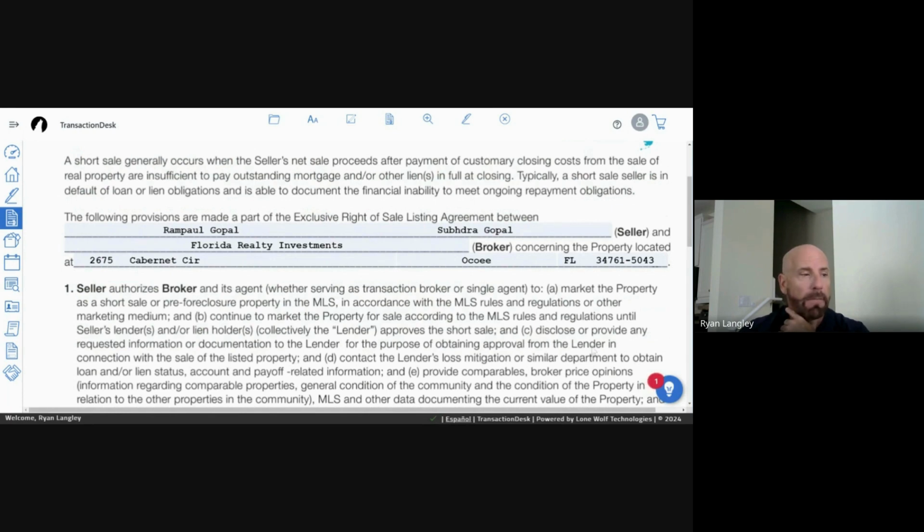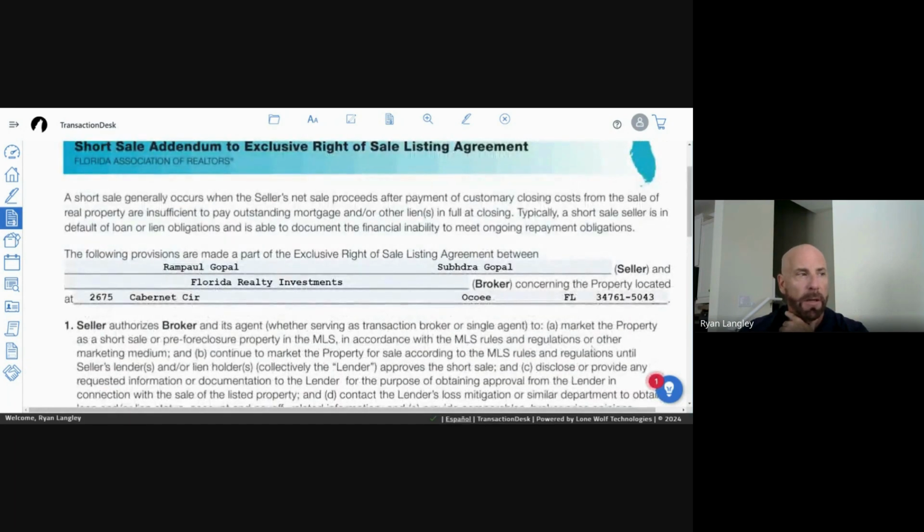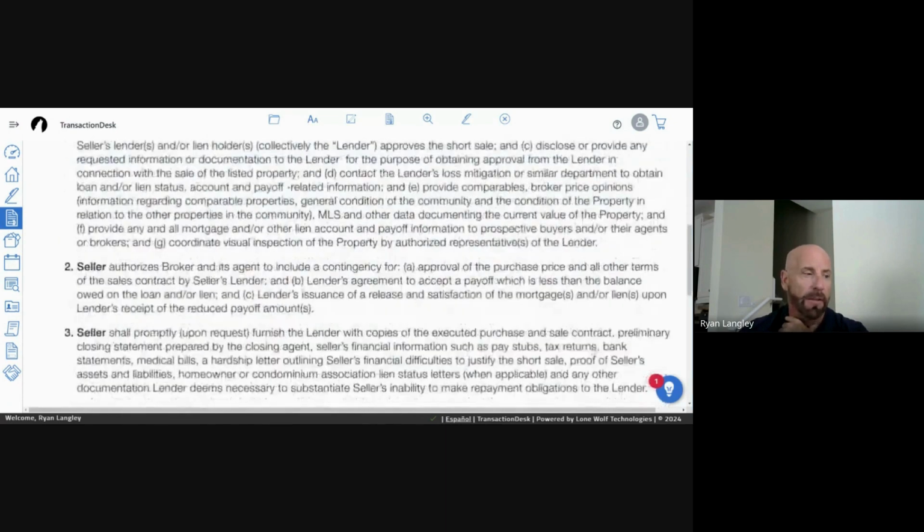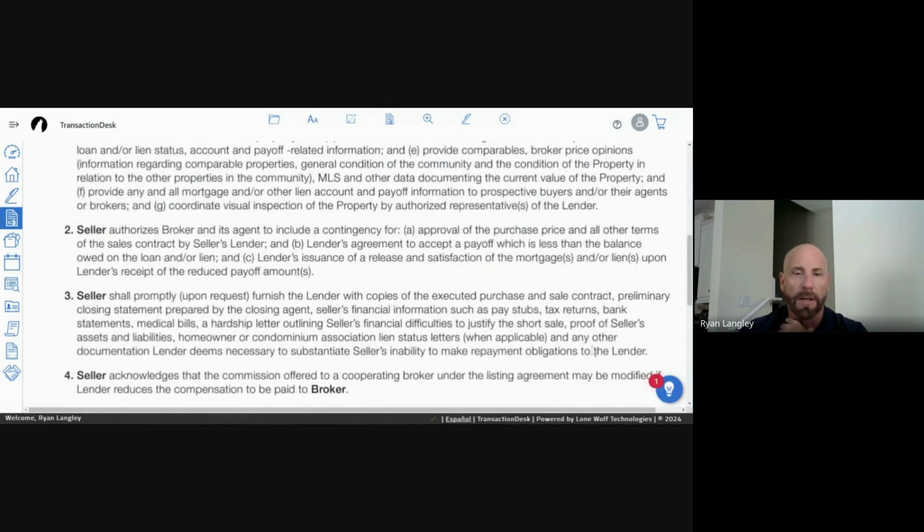All right. This is a short sale listing agreement. It's an addendum to the listing agreement for a short sale. This says that they're doing a short sale, that there's a third party that has to approve it. For those of you who don't know, I'm going to cover it real quickly.